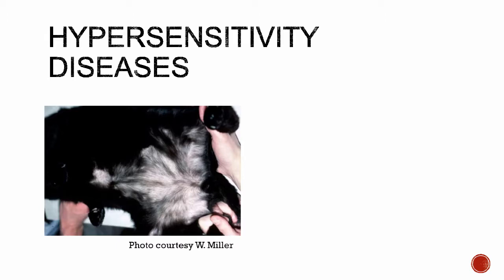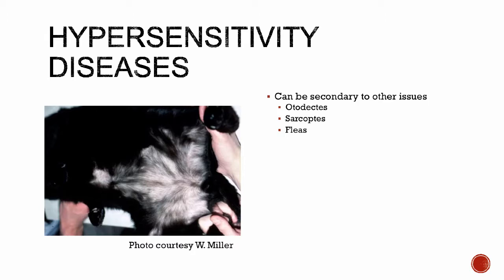And you can get hypersensitivity diseases that are a response to any number of mites. So when you see animals with this kind of diffuse, generalized, over-grooming alopecia, you want to look for an underlying cause, and that could even be something like ear mites. It doesn't have to be in the region that's causing the problem.